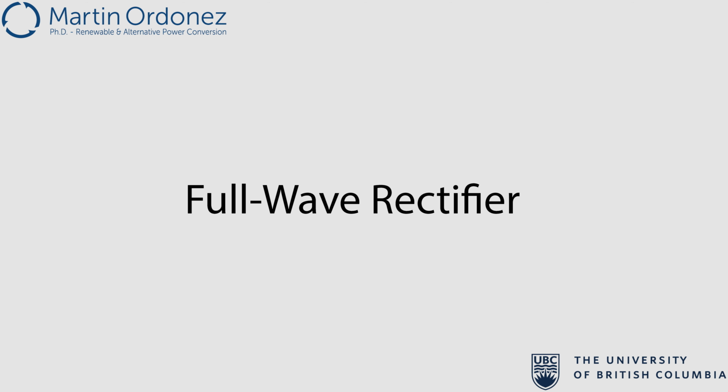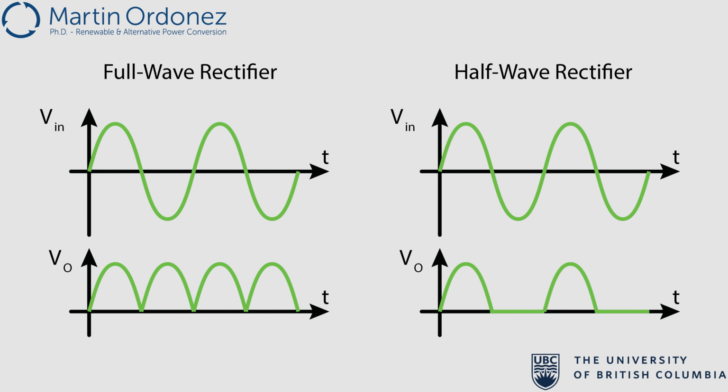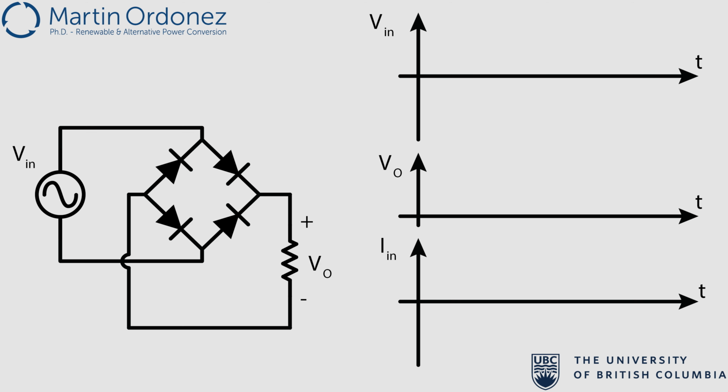By using a full-wave rectifier. Basically, a full-wave rectifier converts both positive and negative half cycles of the input into positive bumps at the output, unlike a half-wave rectifier which only outputs the positive half cycles. The most popular full-wave rectifier is built with 4 diodes in this arrangement, which is also known as a full-bridge rectifier.